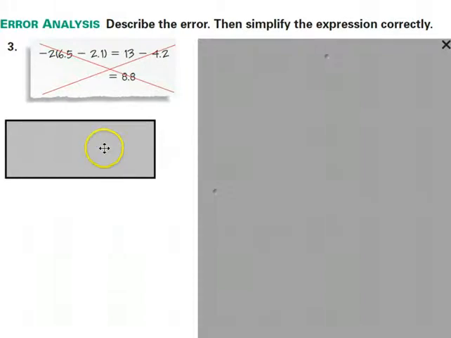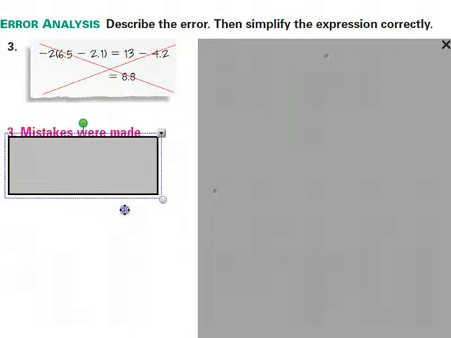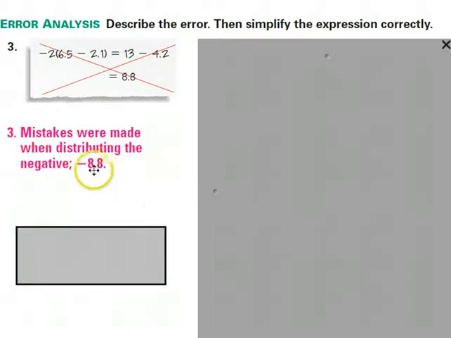Okay, I'm going to assume that you've done that. The correct answer is negative 8.8. Why? Because negative 2 times 6.5 should be negative 13, and negative 2 times negative 2.1, those should have canceled. It should be positive 4.2. So you get negative 13 plus 4.2, and that should give you negative 8.8.